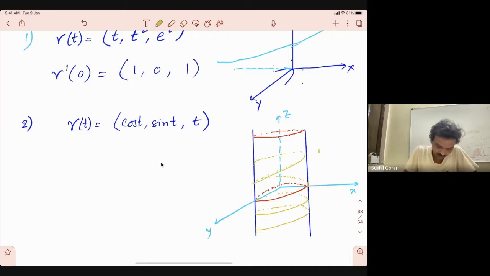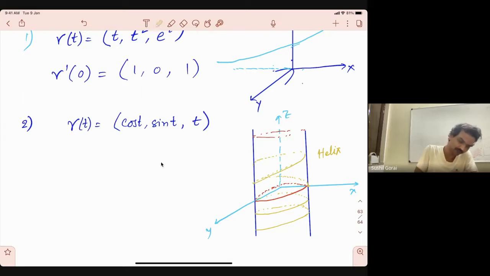So this is called a helix. This is not part of the curve. This is just, I mean, it's inside a cylinder. It is actually inside a cylinder, right?